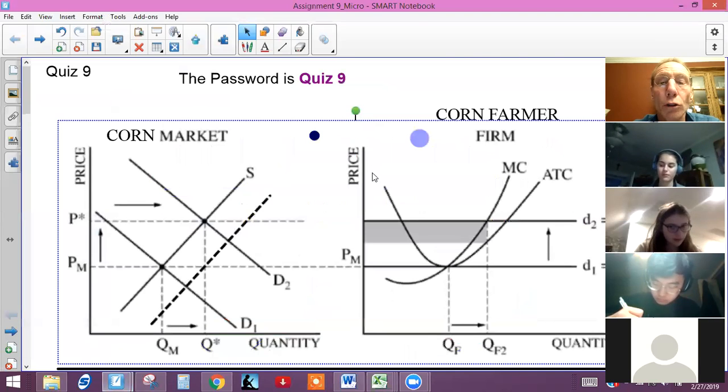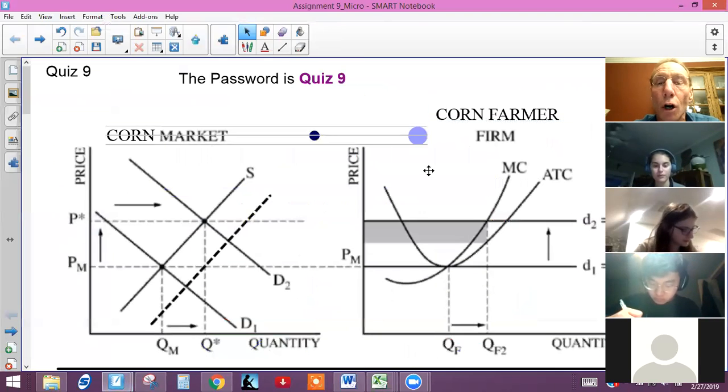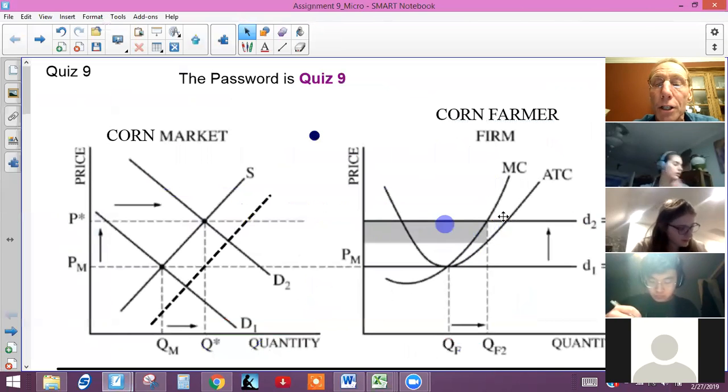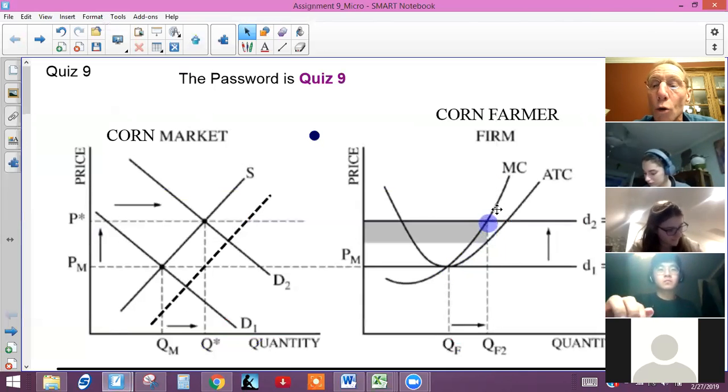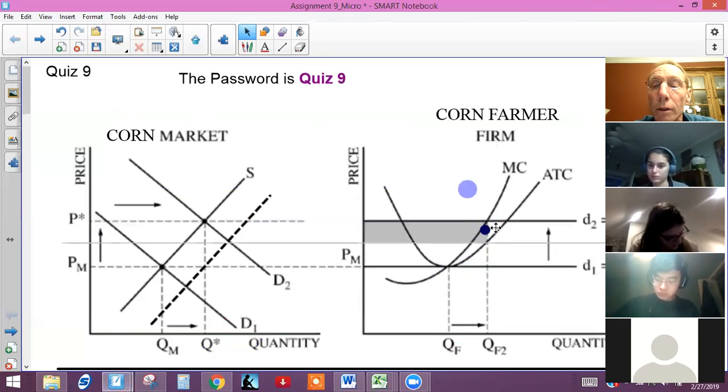And so what we're really talking about is if the firms are earning a profit, if the price is up here and the average total cost is down here, that means that if this is where they're producing, where marginal cost equals price, then they're going to be making profit. That means that price right here is above average total cost. So what's going to happen is firms are going to come into the market.